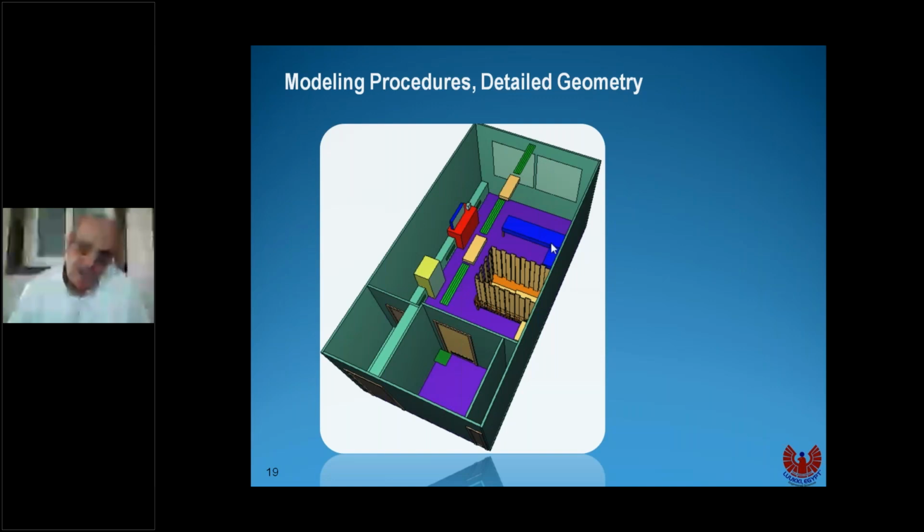Here you can see the details. You can see the curtain, and this curtain here is designed as strips, 15 centimeter wide strips.